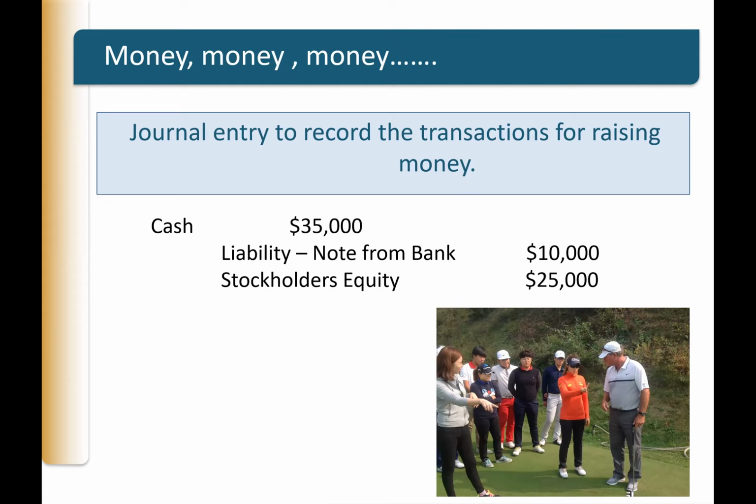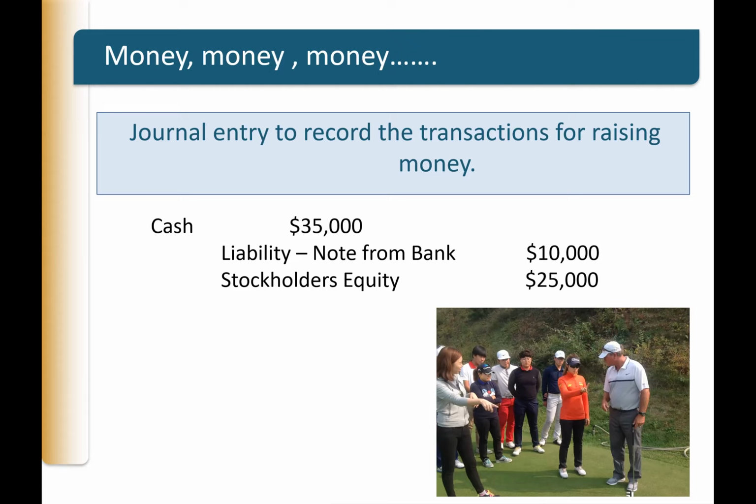So as you see, that right there were business activities that this new company engaged in. So what we do is we take activities and we try to process and measure them. So we understand the fact that $35,000 was brought into the company. And so this journal entry, which is our way of communicating, shows cash of $35,000 came into the company. And we also know we borrowed $10,000 from a bank and we issued stock of $25,000.